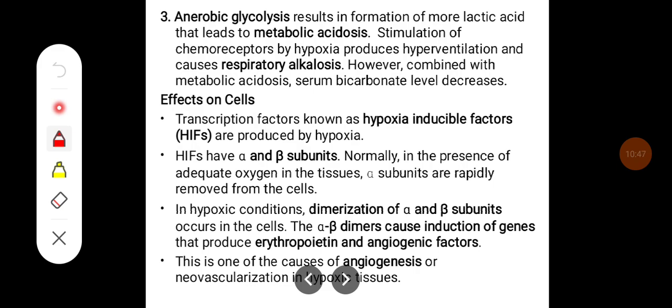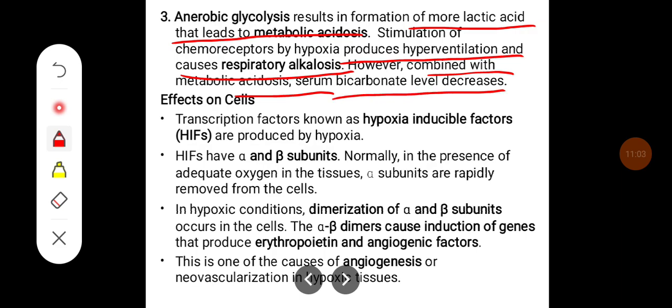Anaerobic glycolysis results in the formation of more lactic acid that leads to metabolic acidosis. Stimulation of chemoreceptors by hypoxia produces hyperventilation and causes respiratory alkalosis. However, combined with the metabolic acidosis, serum bicarbonate level decreases.